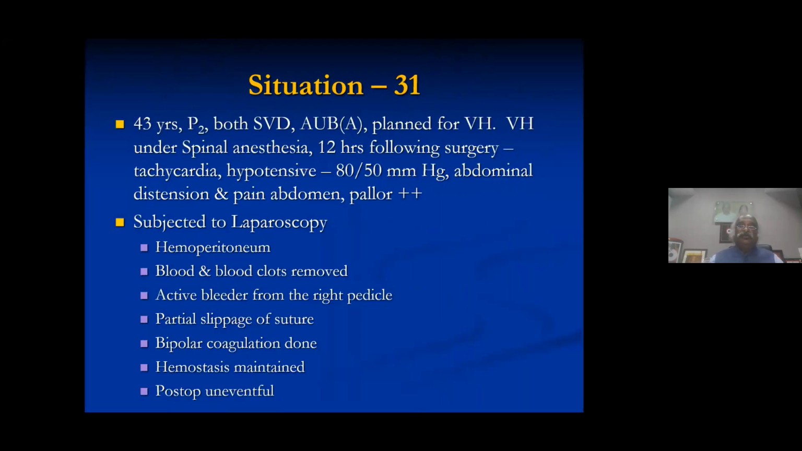A 43-year-old, para 2, both spontaneous vaginal deliveries, abnormal uterine bleeding, adenomyosis, planned for vaginal hysterectomy. Vaginal hysterectomy under spinal anesthesia was done. 12 hours following surgery, I found tachycardia, hypotension 80/50, abdominal distension, pain abdomen, pallor plus. So immediately I thought there could be a possibility of internal hemorrhage and subjected her to laparoscopy. There was hemoperitoneum, blood and blood clots removed, active bleeder from the right pedicle, partial slippage of suture, bipolar coagulation done, hemostasis maintained, post-op uneventful.